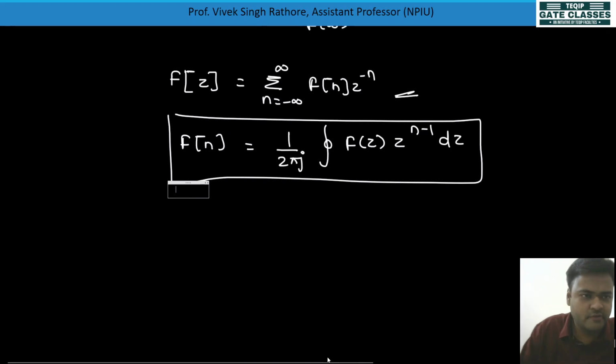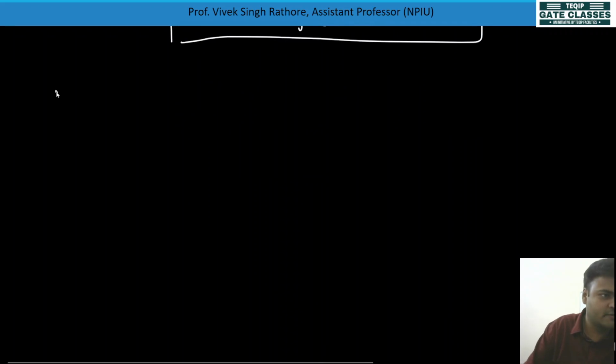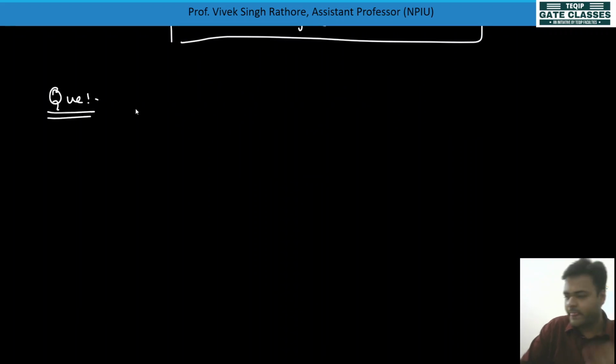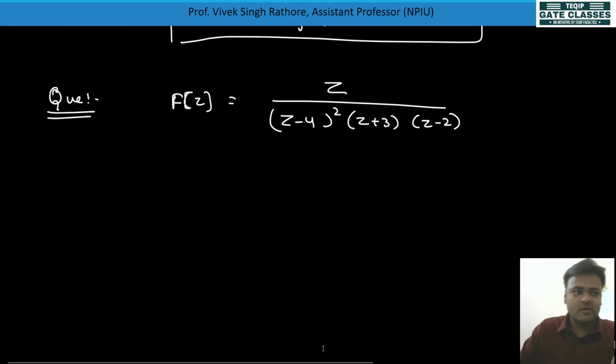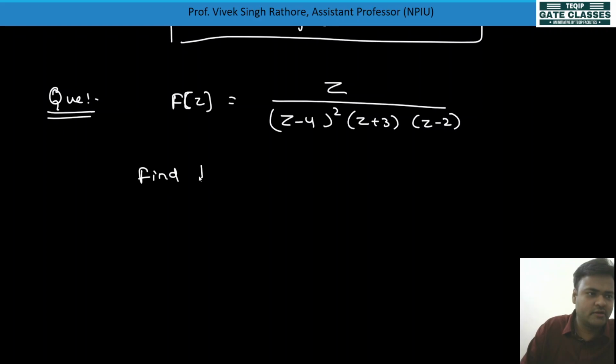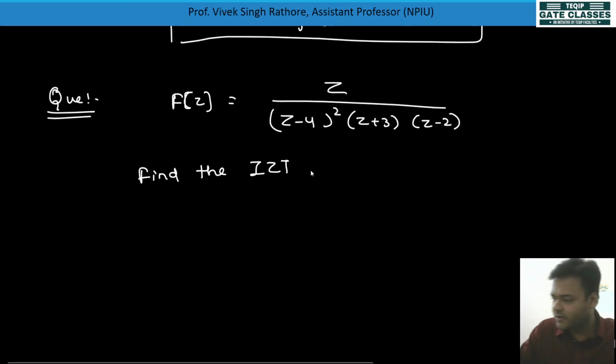But by going this method we'll face some difficulty, so there are some easier ways also. We'll try to understand by seeing one question. Suppose you have been given F of z equal to z by (z minus 4) squared, then (z plus 3) and (z minus 2). This is your z transform, with values in the z plane only. Now you need to find the inverse z transform.